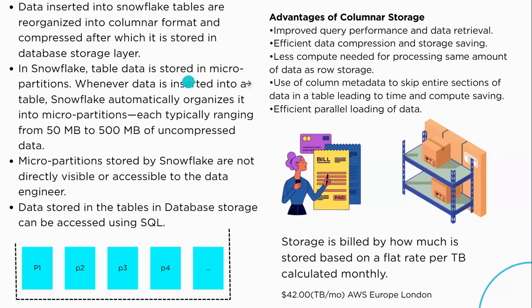Whenever data is inserted in Snowflake, it is automatically organized into micro partitions. Each typically ranges from 50 to 500 MB of uncompressed data. So if the first time I've inserted some records, the maximum micro partition size is 500 MB.